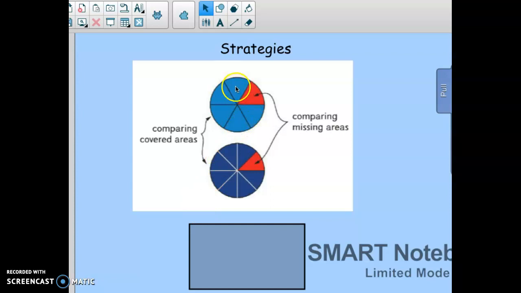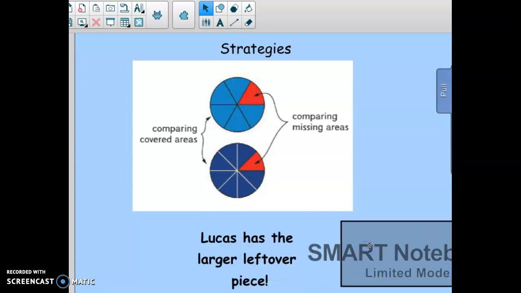When I show 5 light blue pieces and 7 dark blue pieces, the empty space for the light blue pieces for Lucas is larger than the missing piece in the dark blue fraction circle pieces. 7 dark blue pieces cover more of the whole red piece, so Mara ate more than Lucas. Therefore, Lucas has more left over. Did you get it correct that Lucas has the larger leftover piece of quesadilla? Pat yourself on the back if you did.